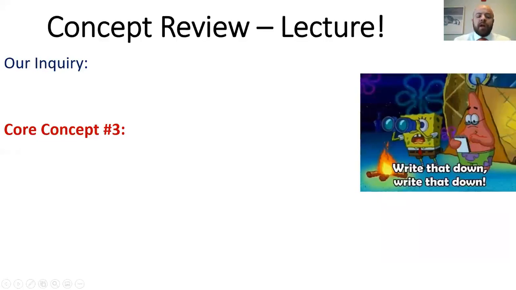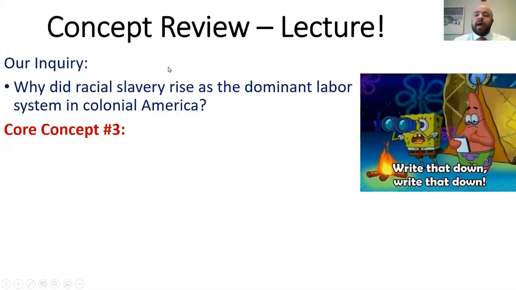Before we launch into our doc analysis today, let's review the core concept around the development of labor systems in America. Scroll to the second page of your Google Doc handout, and you will find a chart to take notes. As we review, make sure to add your notes to the chart. Remember, our central inquiry is, why did racial slavery rise as the dominant labor system in colonial America? Well, here's our third concept of Period 2.